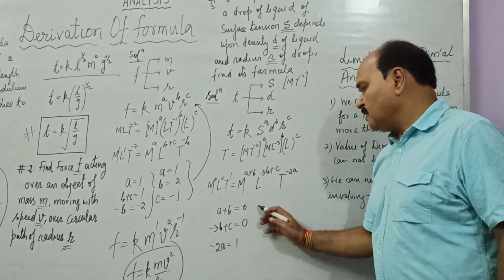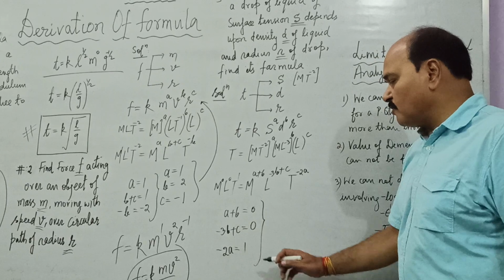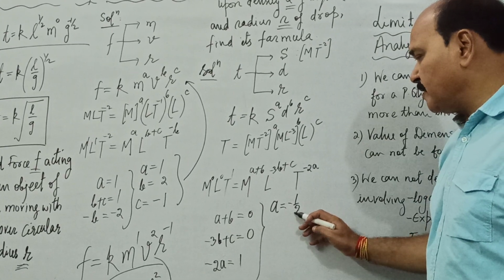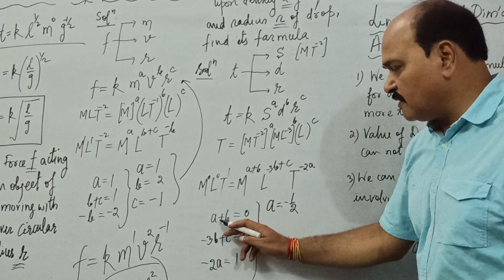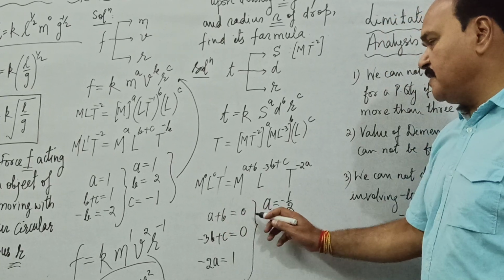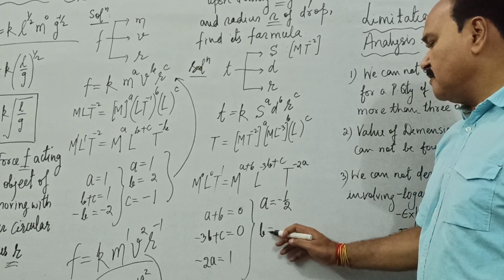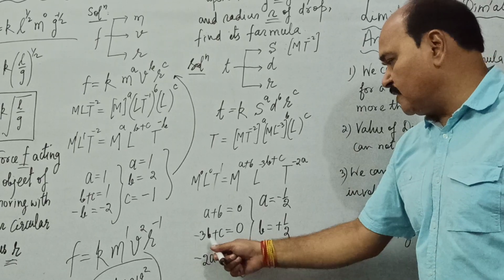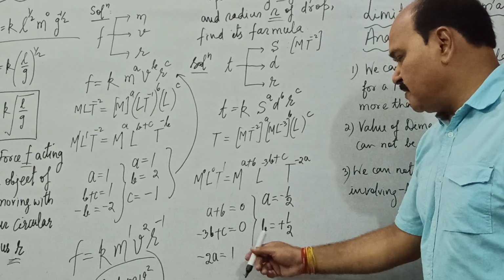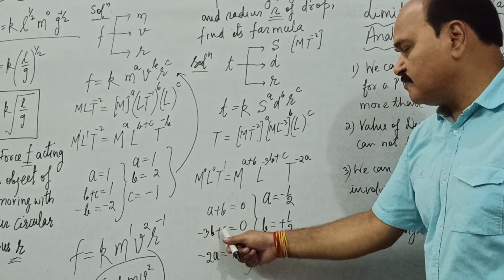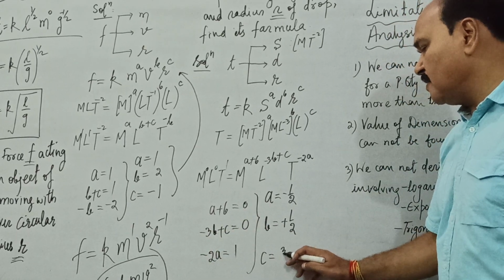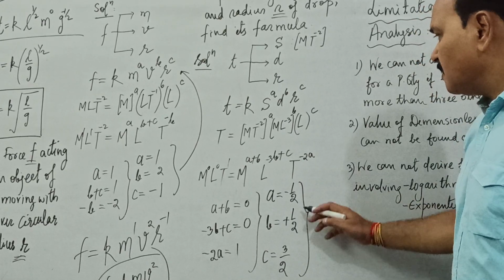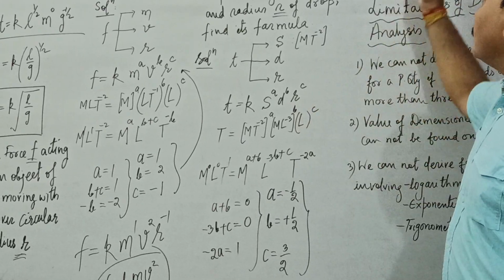If we solve all this, what do we get A as? We get A as minus half, as you can see from here. If A is equal to minus half, so minus half plus B is 0, that means B is going to be plus half. And if we substitute B is equal to plus half here, what do we get? Minus 3 by 2 plus C is equal to 0, that means C is equal to 3 by 2.